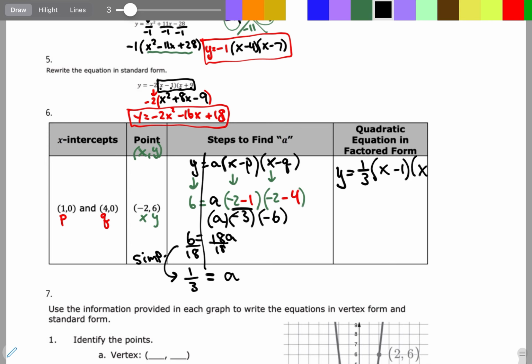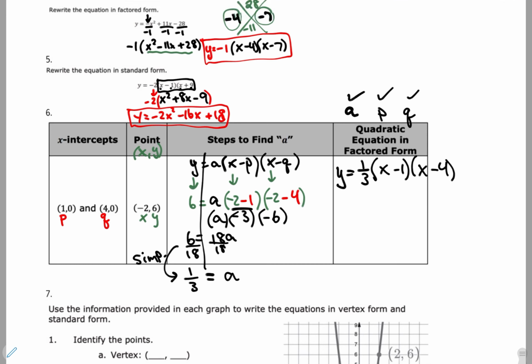Remember, for factored form, all you're going to need to substitute is a, p, and q. You do not need to plug in anything for x and y. Okay, remember, x and y is only used to test the point out to find your a value. Final answer is going to be right here. Same way this guy was set up for number 5.